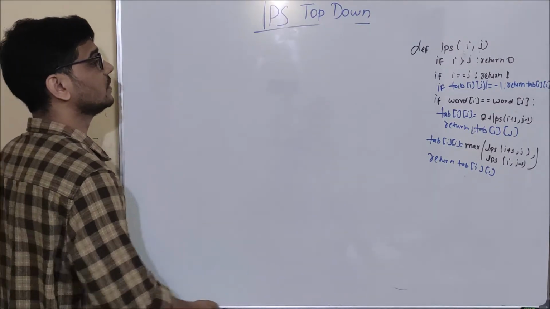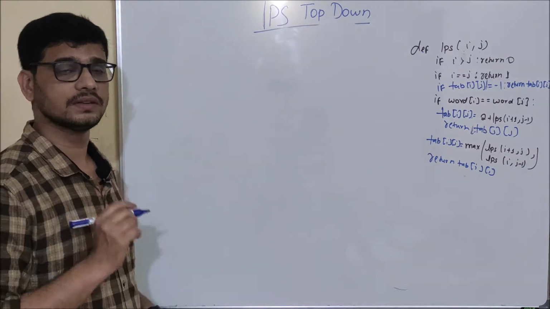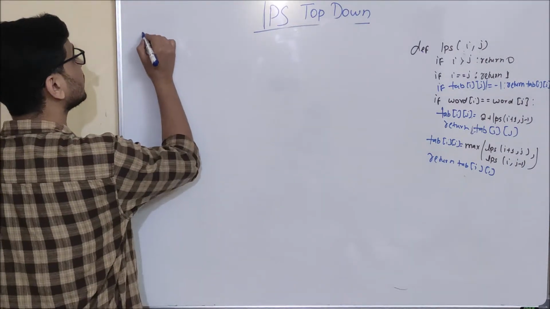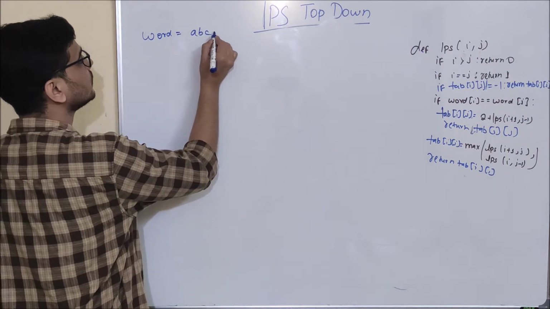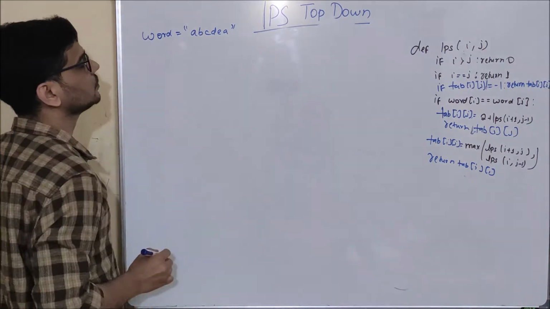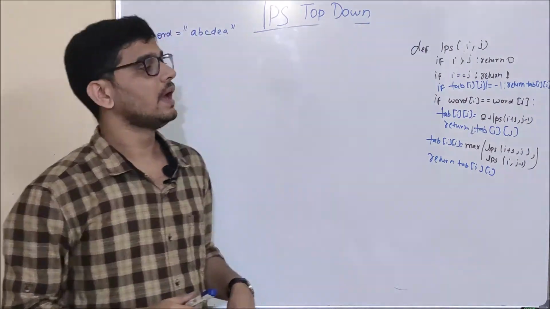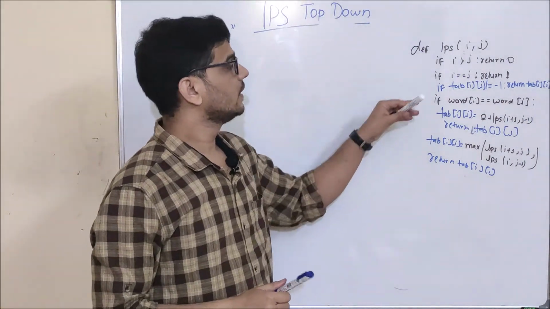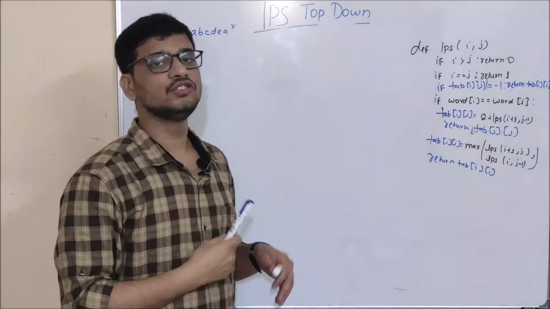Now friends, as you can see here, we have the code, and now we will do a dry run for one example. And what example am I taking? Word is equal to A, B, C, D, E, A. Okay? So this is my word, and here I will run this particular code. And one more thing, friends, in the table I have taken -1 as the identifier. We can take 0 also.